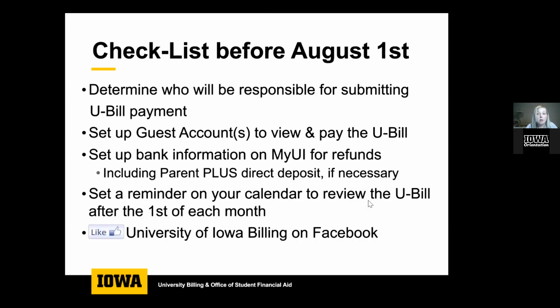We're actually going to start helping you by providing you with a checklist of items to tackle over the course of the next month. Determine who's going to be responsible for submitting the payment to the U-bill. If you're going to have guest users or other people who need access beyond the student, please set those people up with guest accounts. That's the best way to ensure that they have the access needed to view and pay the bill, but also to contact our office to ask questions if they have any. Set up bank information on MyUI for any refunds, and that includes the Parent Plus direct deposit if that applies to you. Set a reminder on your calendar to review the U-bill after the first of each month.